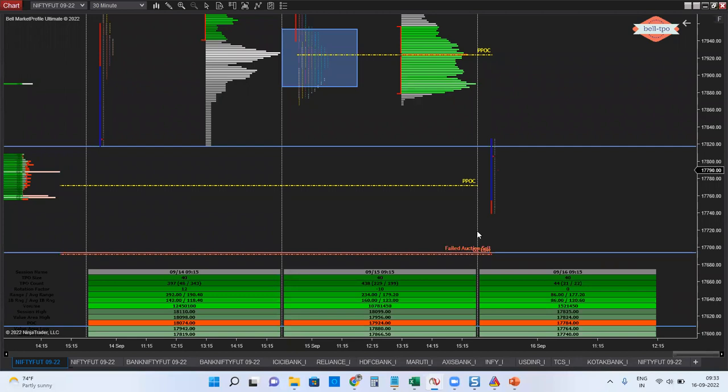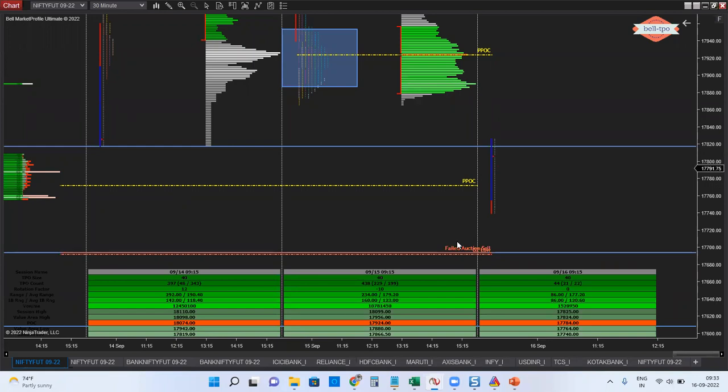Failed auction is no more a reference from here on, right? So we have to pretend as if there is no failed auction as a reference. It has to clear generally within T plus 5 days. But yesterday also it got cleared. Very clearly we had thought that it's not going to clear. Chances are very, very less.